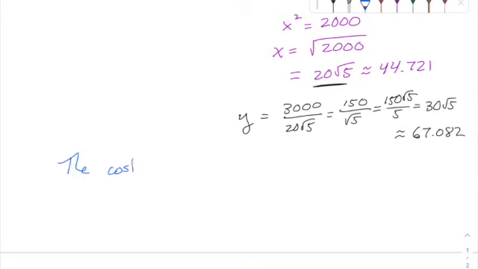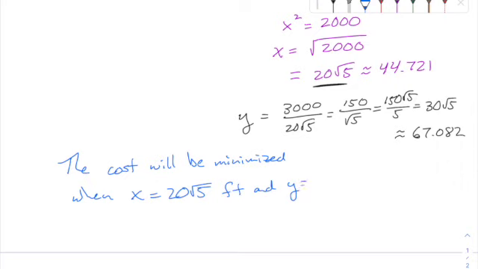So let's just make a nice sentence here to finish this off. The cost will be minimized when x is equal to, and it didn't say how to do it, but if you use decimals, be accurate to three places minimum, but I'm going to use the exact value since I've got them. When x is equal to 20 root 5 feet, and y is equal to 30 root 5 feet.